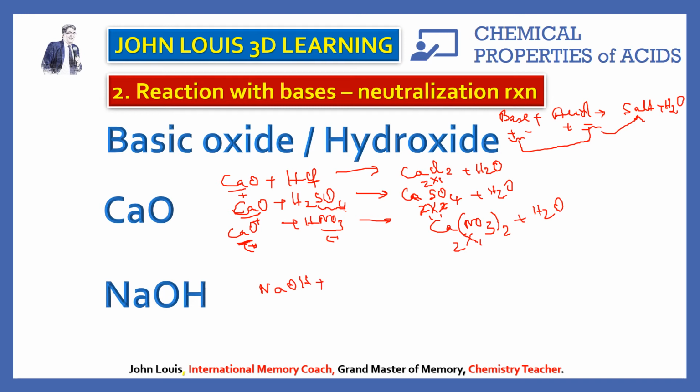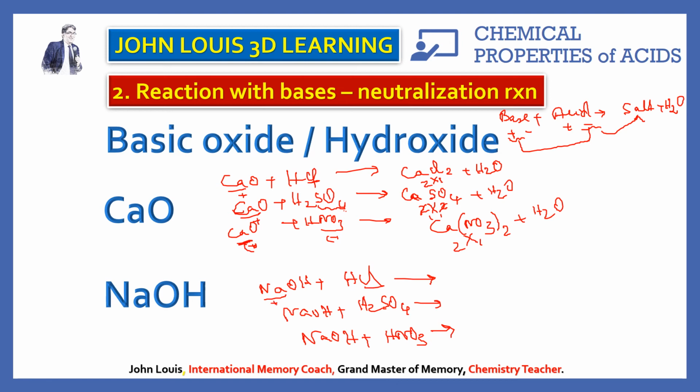Similarly, for sodium hydroxide you write all the 3 equations. I am not going to give you the answer. You know how to write it now, so let it be a practice for you: sodium hydroxide plus HCl, sodium hydroxide plus sulfuric acid, and sodium hydroxide plus nitric acid. You should be able to write on your own. Just pause the video, write your answer, and then come back and check it by listening to my explanation.